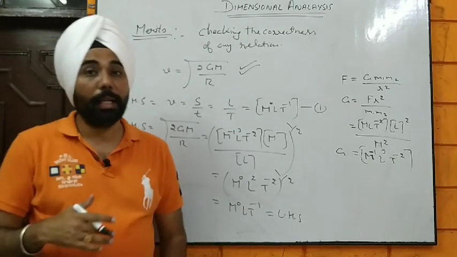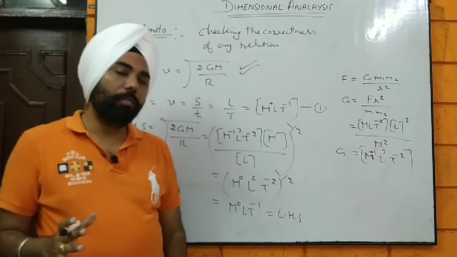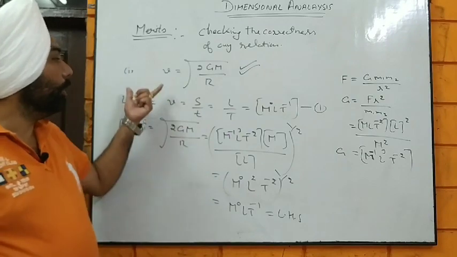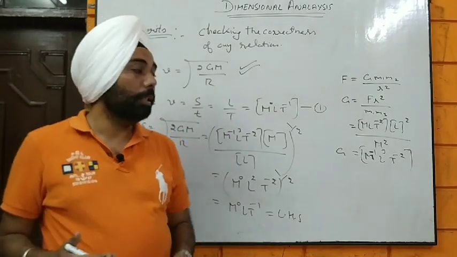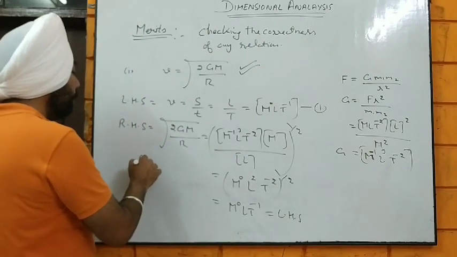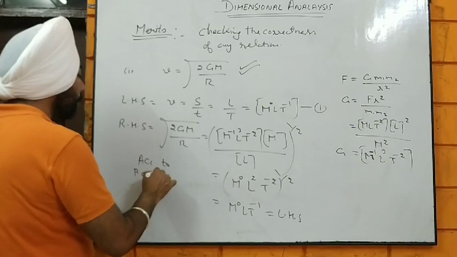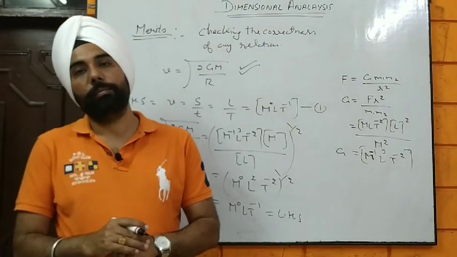That's how we can check any formula. If any given formula has this kind of equation, where the left hand side dimensional formula is equal to the right hand side dimensions, then according to the principle of homogeneity, your relation is always going to be correct.